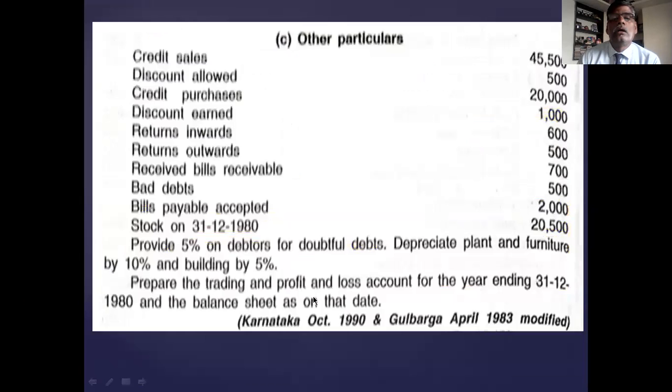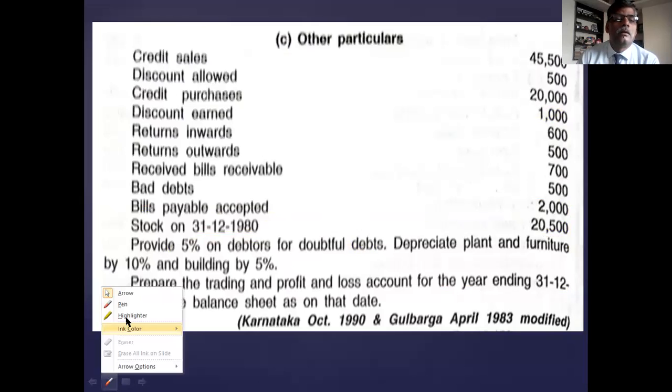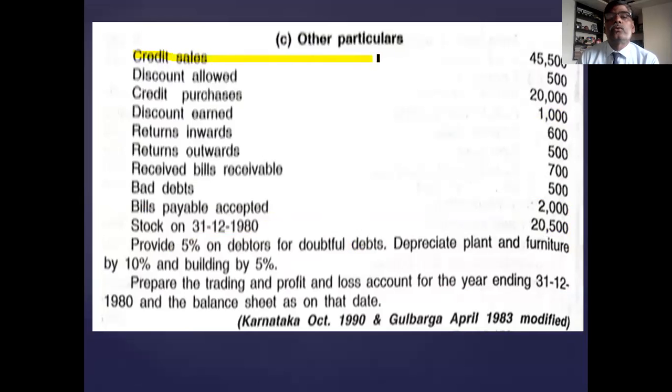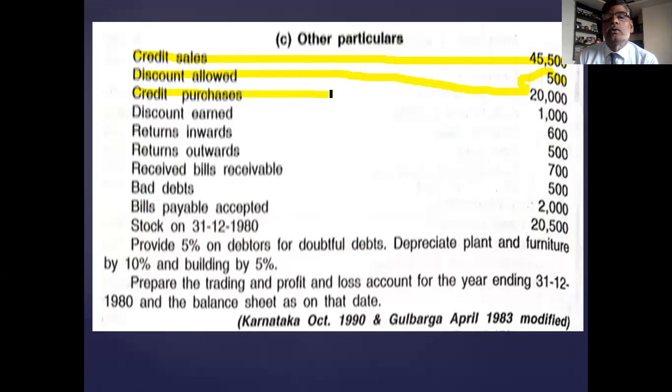Now come to the other information. First one, credit sale. Credit sale goes to debtors account debit side. Discount allowed reduces the debtors account, credit side. Debtors account credit side. Credit purchase goes to creditor account. Creditor account credit side by credit purchase. Discount earned decreases the creditor, goes to creditor account debit side.